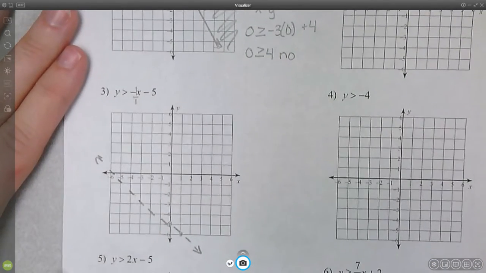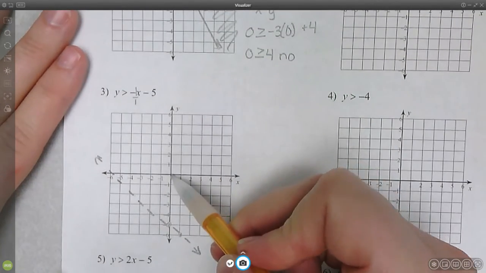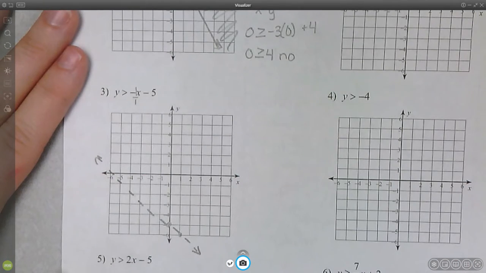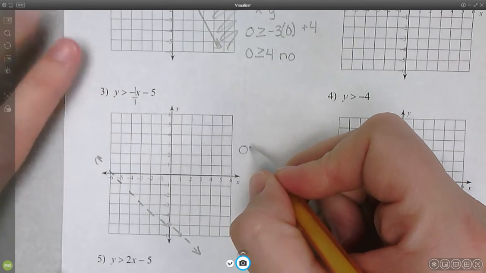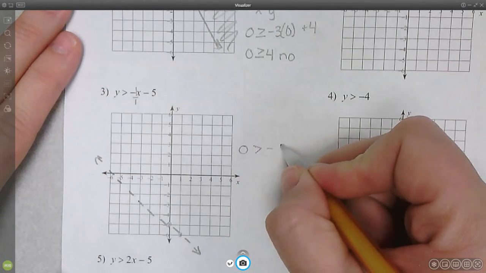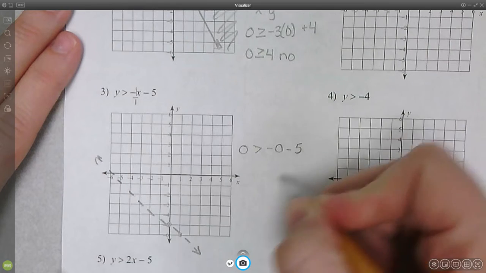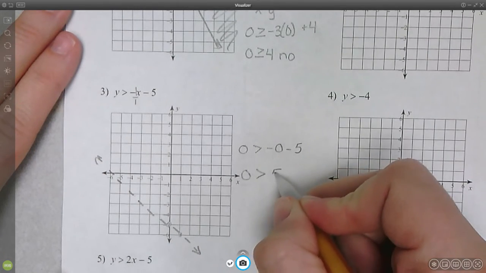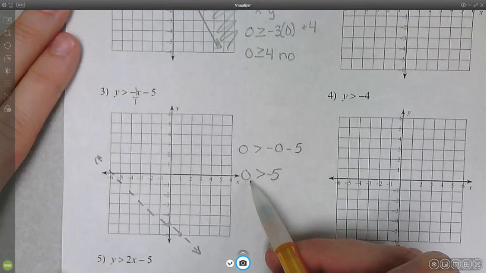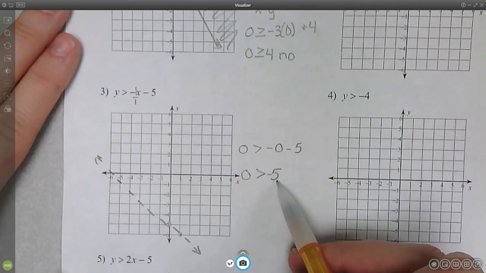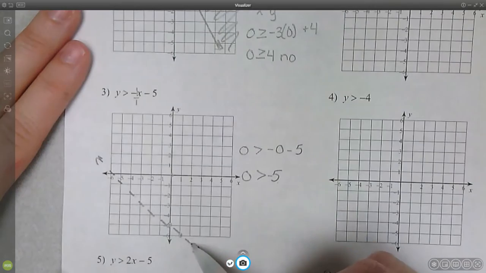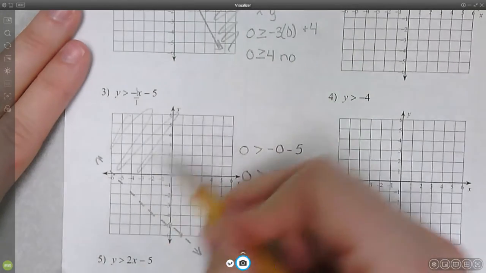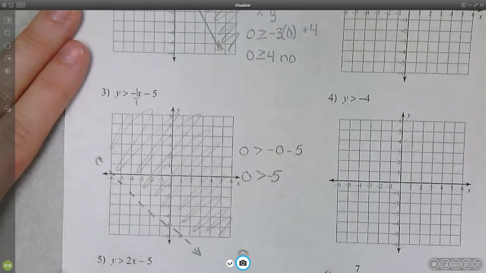So my dashed line, and then I need to pick a point. I'm going to pick 0, 0. If I take 0 and plug it in for x and y, we have 0 is greater than -0 minus 5. So 0 greater than -5. Is 0 greater than -5? Yes. So that means this is a solution, which means everything else on this side of the line is also a solution. And that would be that graph.